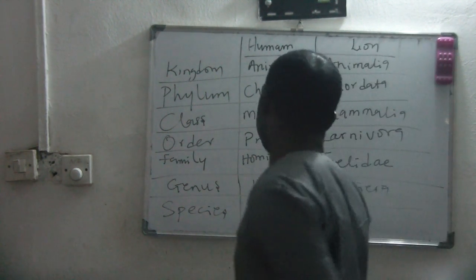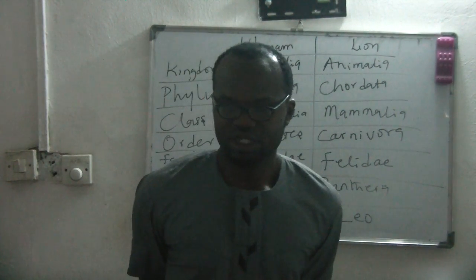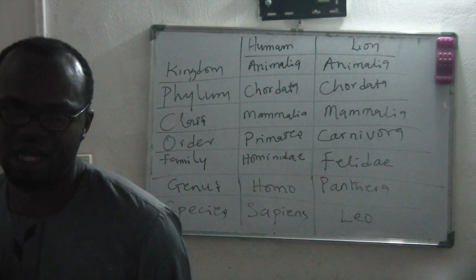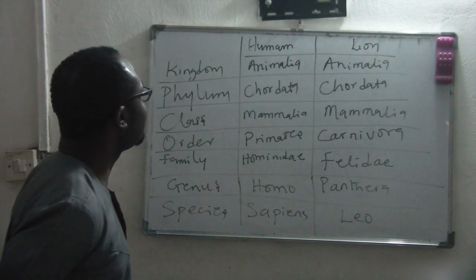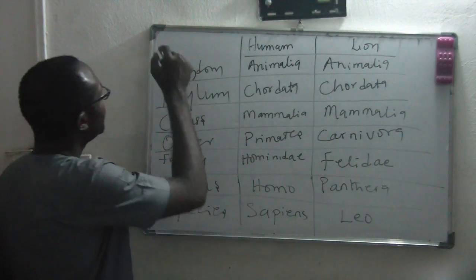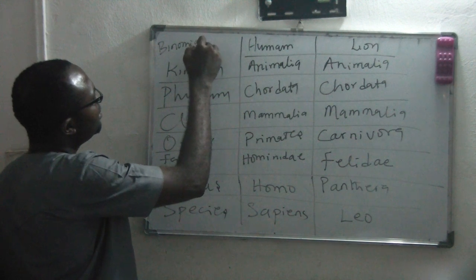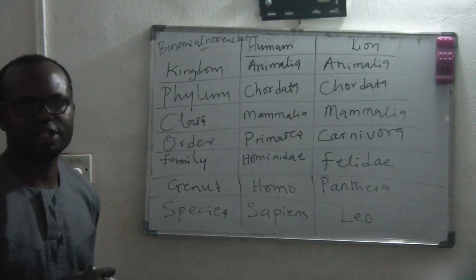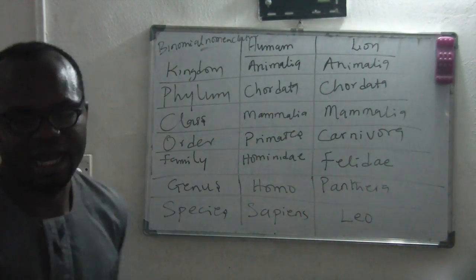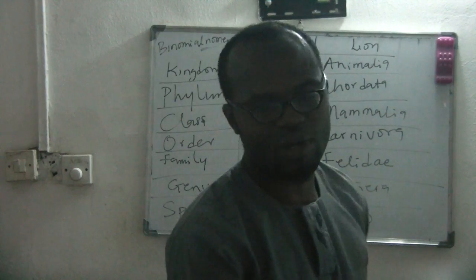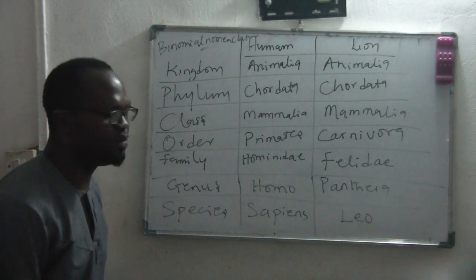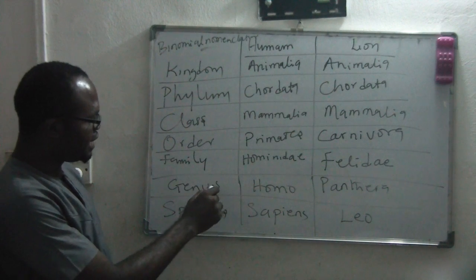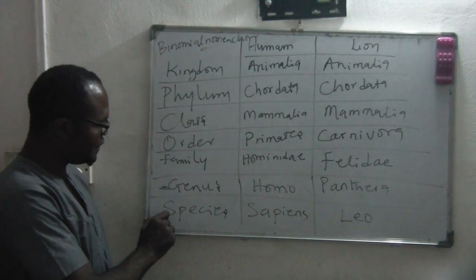And this is the category that human beings fall in. You understand? Now, we said that the person that introduced the procedure for naming or classifying living things is the man called Carolus Linnaeus. And the method he introduced is called binomial nomenclature. Binomial nomenclature is the method introduced by Linnaeus. What is the meaning of binomial nomenclature? Binomial nomenclature simply means giving living things two names. First is the generic name, the genus, followed by the specific name.